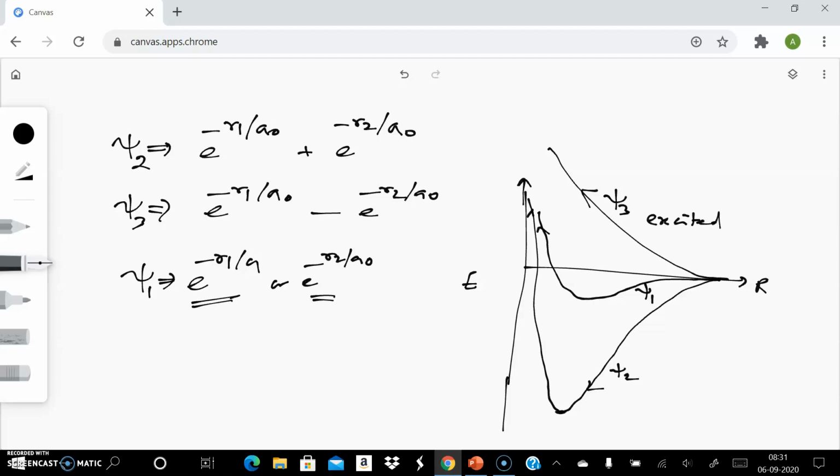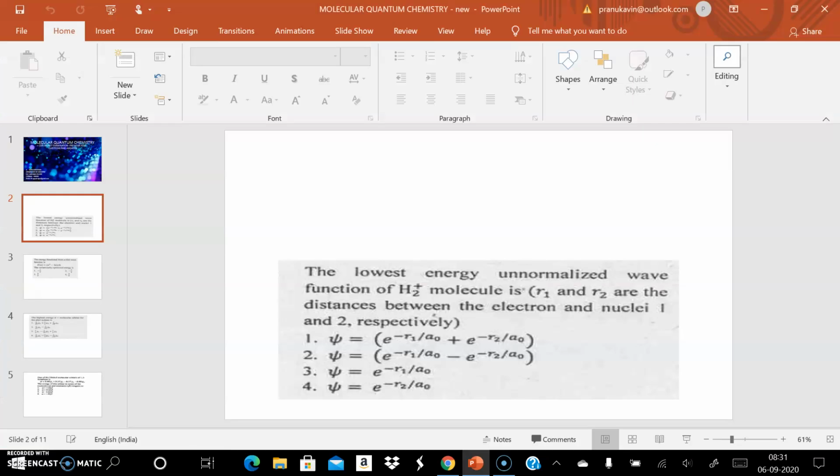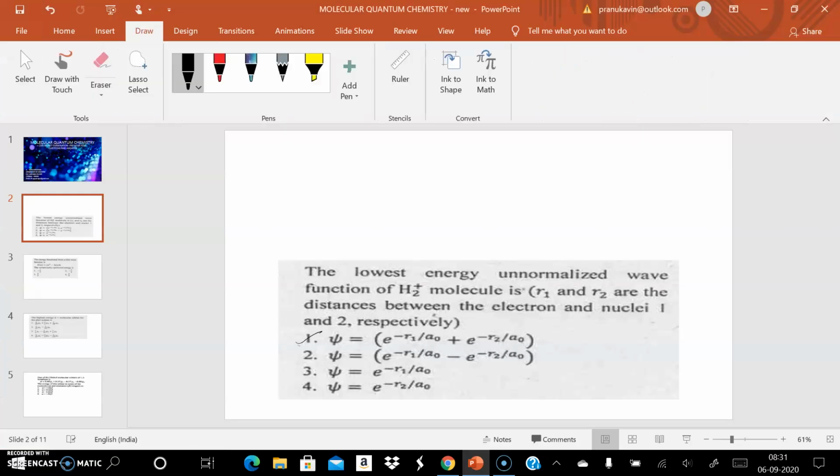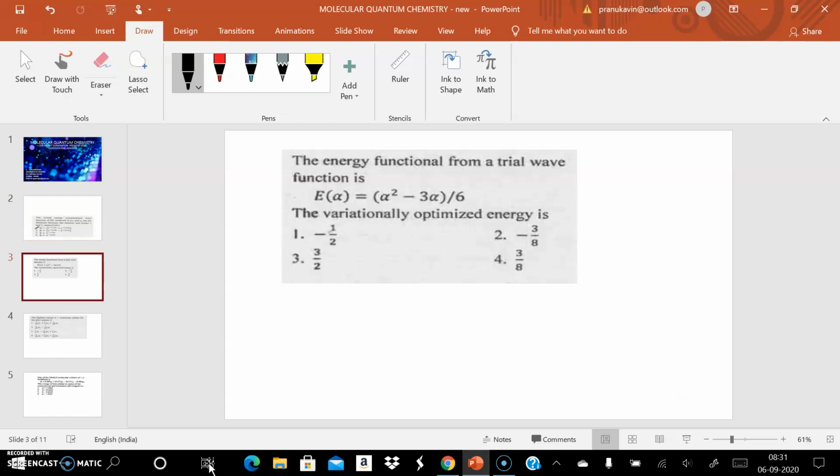So the wave function that corresponds to the ground state is this. In the case of hydrogen molecular ion, the addition combination will give you the ground state wave function for the system, right? So the correct option for this question is 1. Are you able to follow? Very simple, right? Then let me go to the second question.